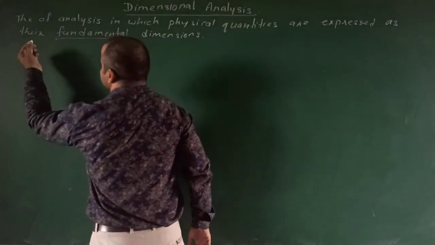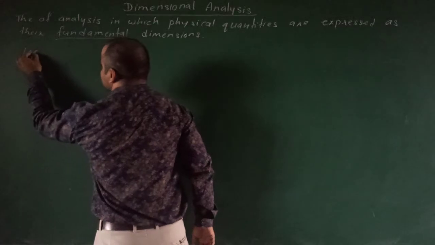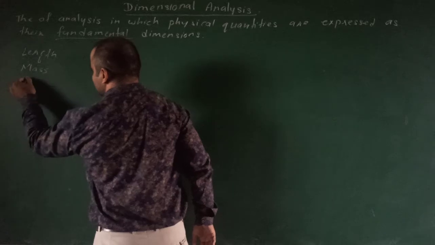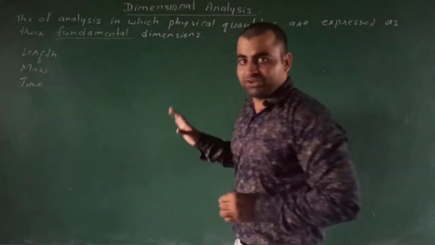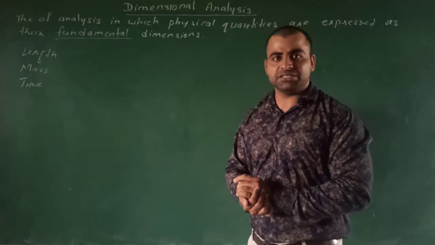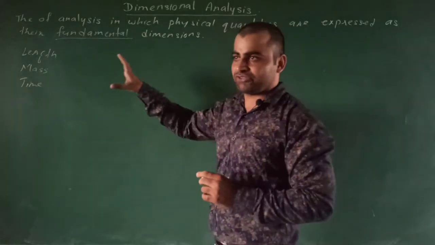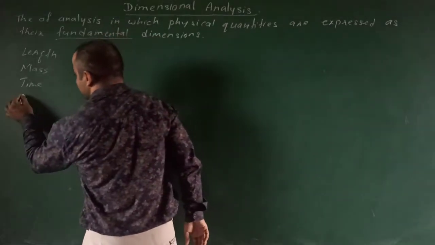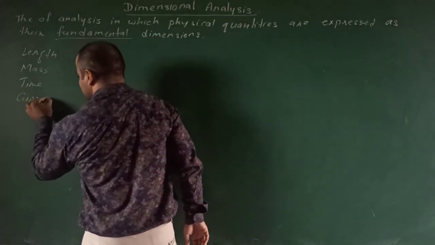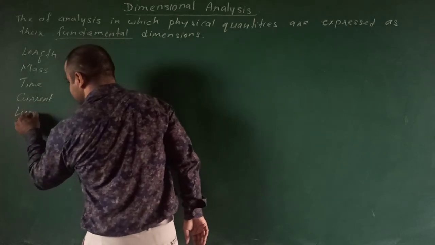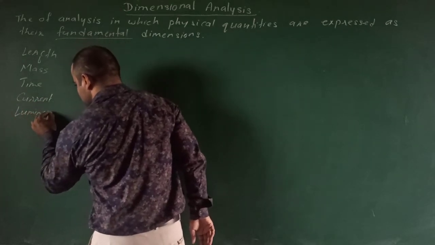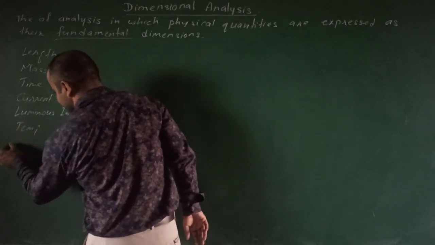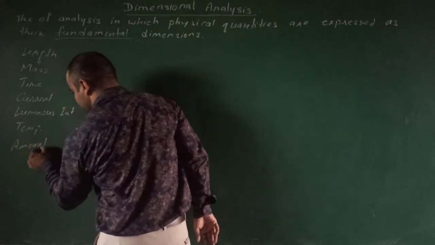Take an example: length, mass, time. We have 7 fundamental units or 7 fundamental quantities. These are the fundamental quantities: length, mass, time, current, luminous intensity, temperature, and amount of substance.